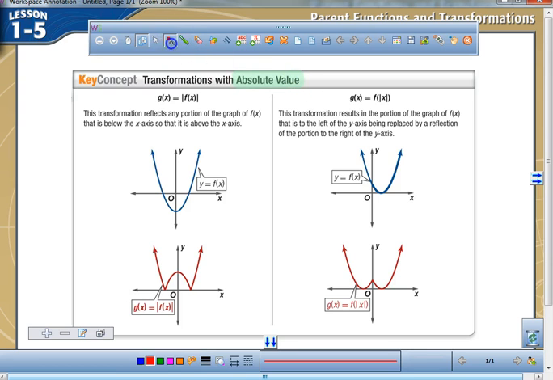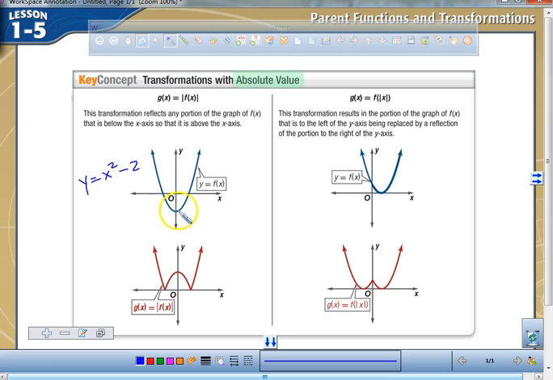Okay? So what I want you guys to do as you're taking notes, right here for this function that is traced in blue, I want you to write y equals, we're going to call this one x squared minus 2, because right here it's been translated down a few units. We'll just say it's been translated 2 units. So I want you to write this equation for this graph.